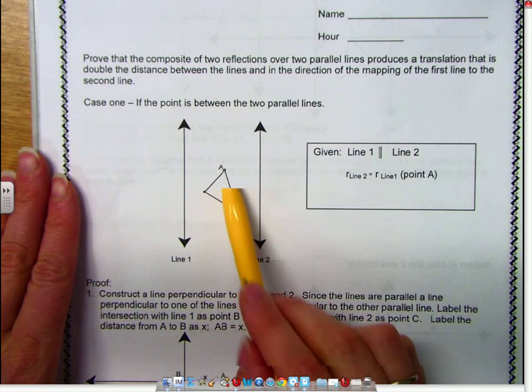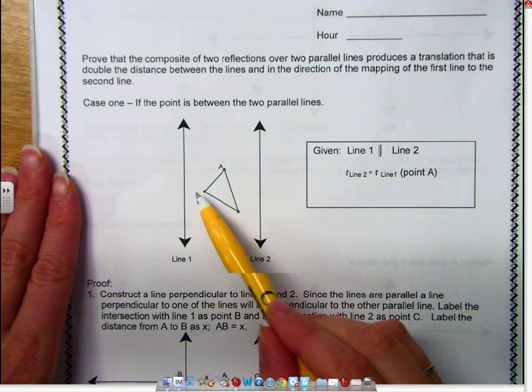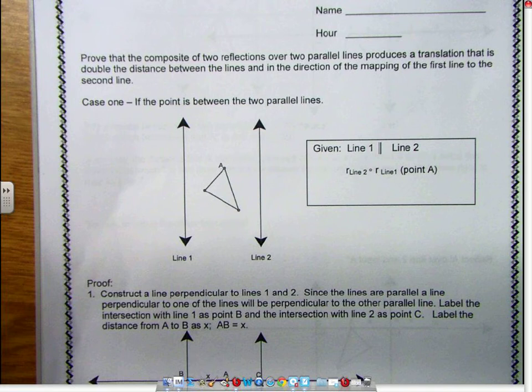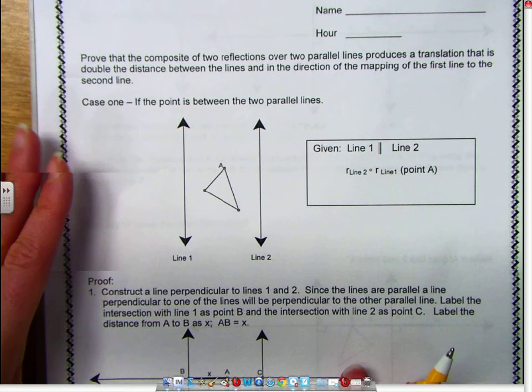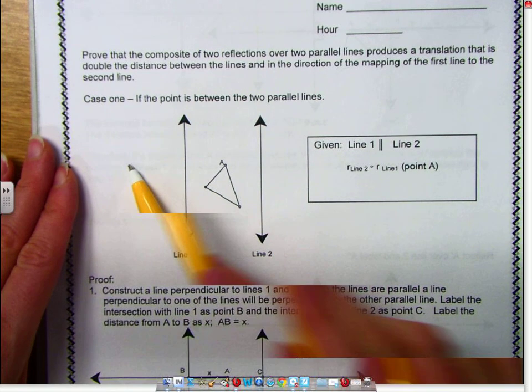We've got this triangle and we're specifically looking at point A. Okay? Because you could look at each individual point of the triangle, but we just want to prove that it's twice the distance away, so we're just looking at one. Okay? All right. First, we're going to reflect over line 1. Then we're going to take that and reflect it over line 2.